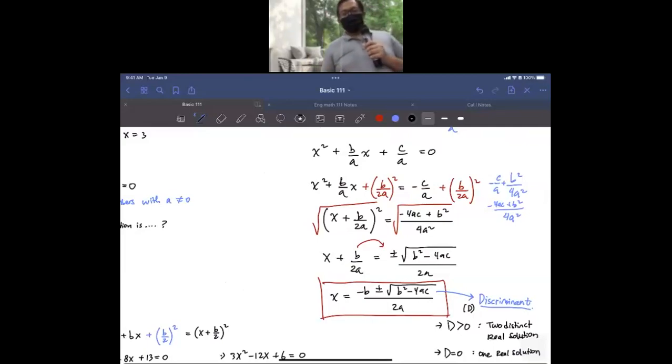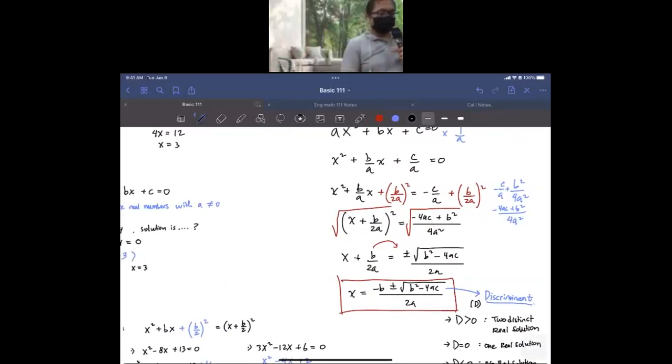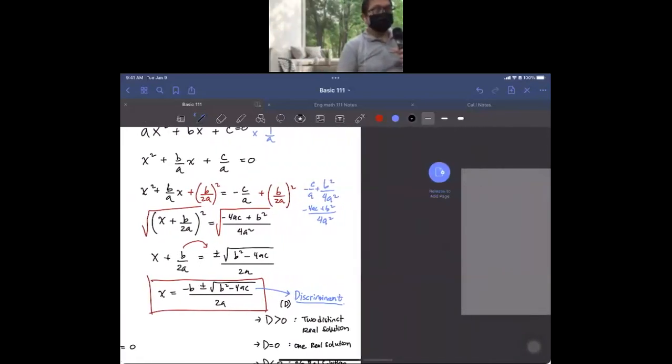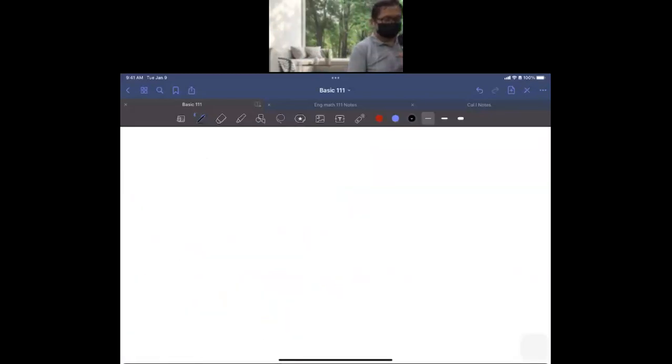Another type of equations that might be in our content or our chapters is if we have some fractional expressions, but it's a quadratic equation, but it has some fractional expression. Let me show you some examples.